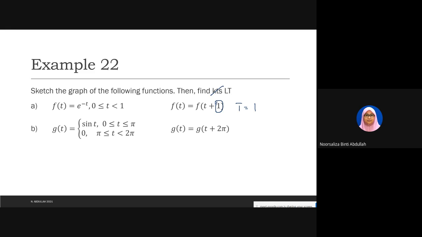And if you look at the second one, you have g(t) equals to sine t for t between 0 and pi, and g(t) equals to 0 for t between pi and 2 pi. Therefore, your period is 2 pi. Maksudnya, signal awak berulang pada tempoh 2 pi. Dia akan ulang signal yang sama setiap 2 pi. Faham T tu? T besar?